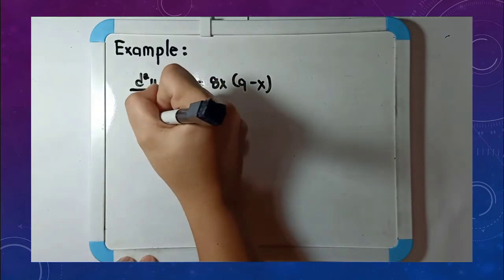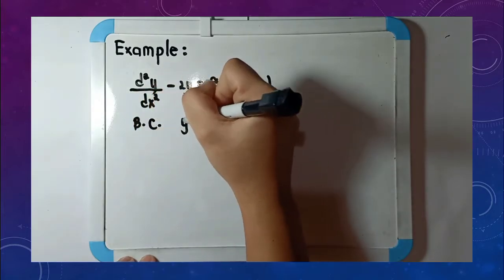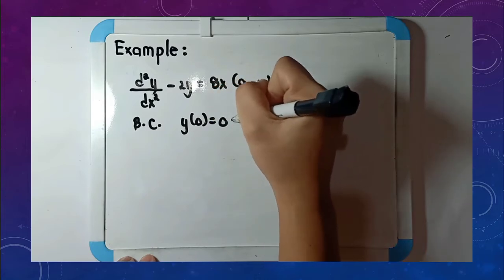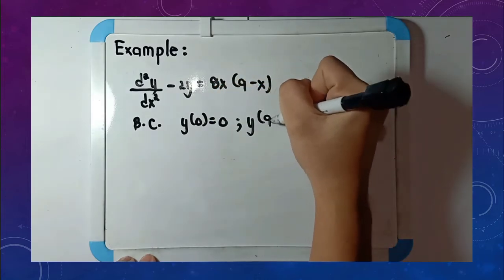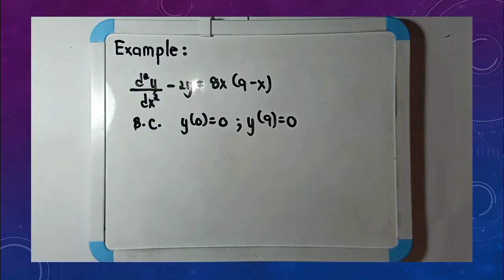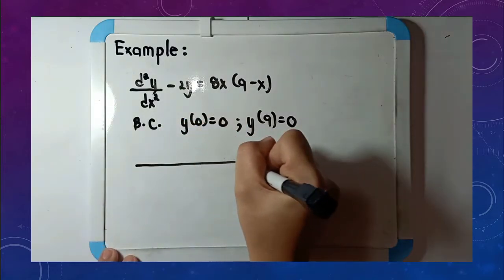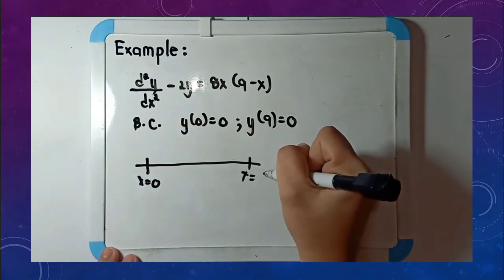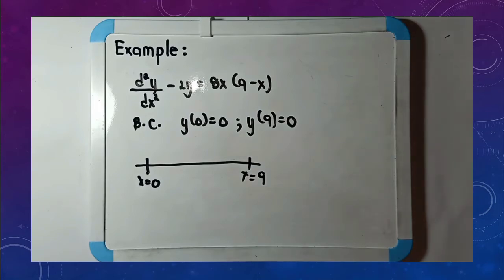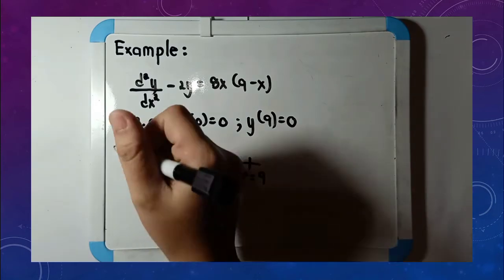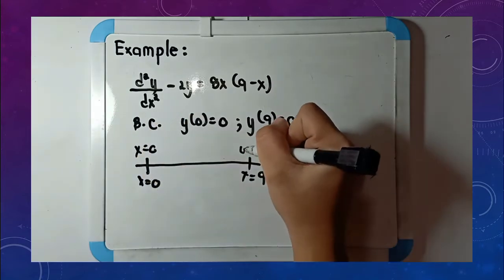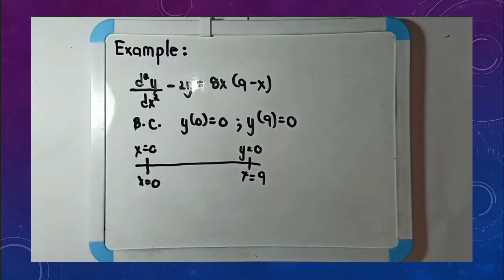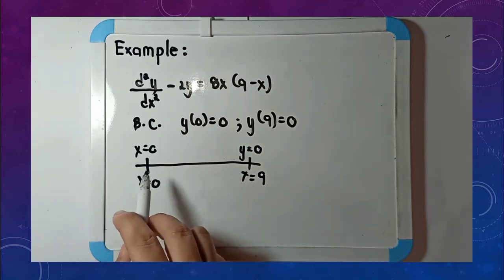And we are given the boundary values y sub 0 is equal to 0 and y sub 9 is equal to 0. So in here, we can say that we have two boundaries and that are x is equal to 0 and x is equal to 9. And the value of y here is 0 and the value of y here is also 0. Now, what we are asked to do is to simply find out what are the values of y at this point going from 0 to 9.